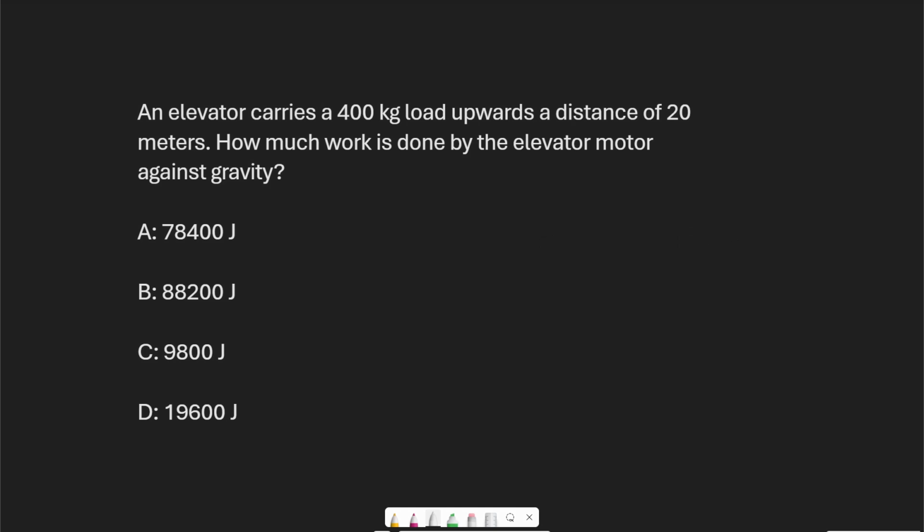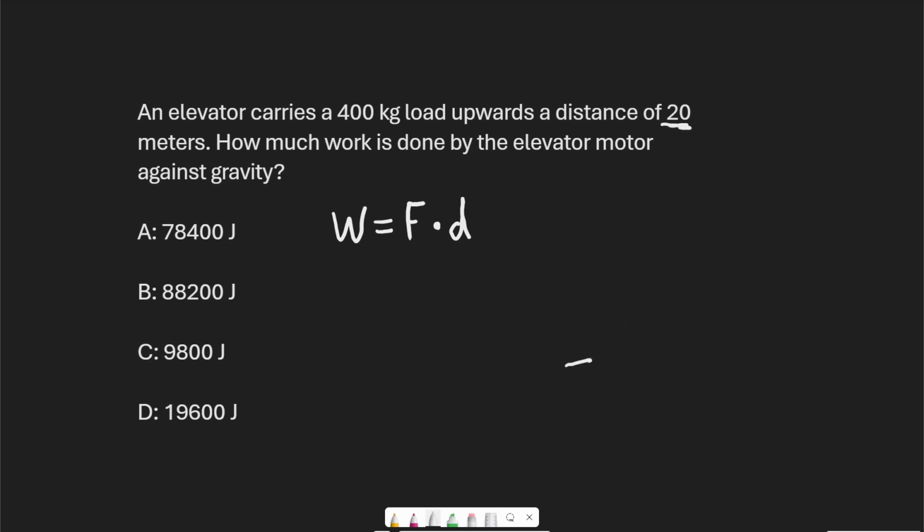All right, so for a problem like this, of course, what we're going to do is deal with work. And so the equation for work is equal to force applied over a given distance. That is to say, force times distance, right? And okay, so we know the distance. It says a distance of 20 meters, right?